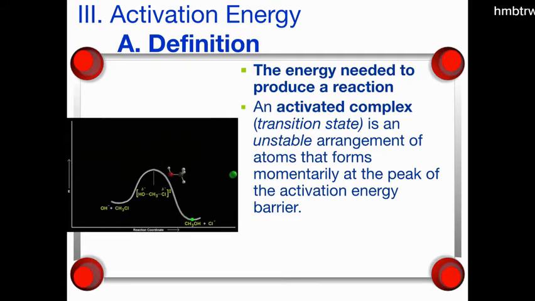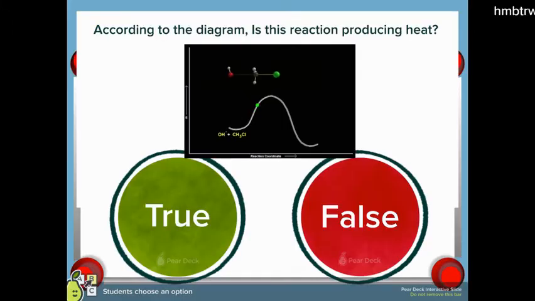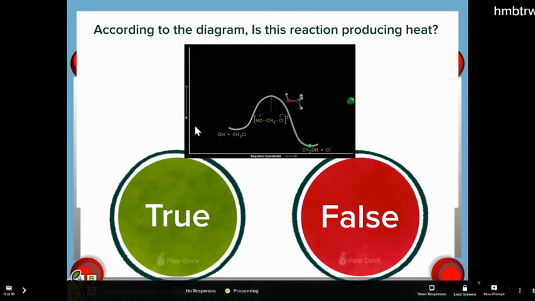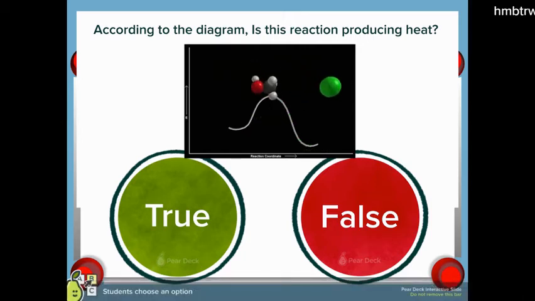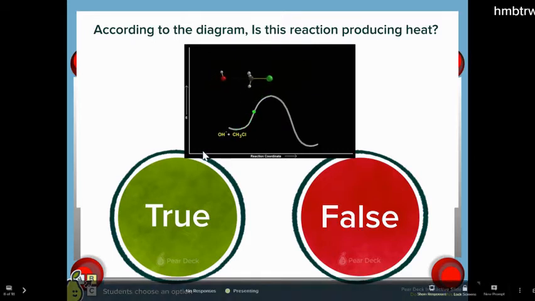But that activated complex is a very unstable point of transition where some bonds have almost been formed, but other bonds haven't been broken yet. Is this reaction producing heat? Think about it this way. Right here, we have energy. The energy is higher here and lower here. Is energy being produced or is energy being absorbed? What I mean is, is energy being released or is energy being absorbed?